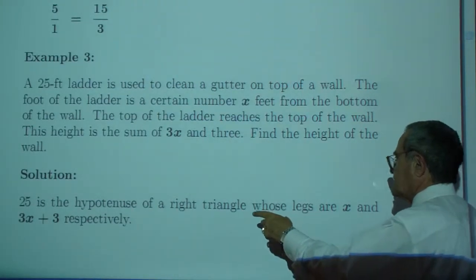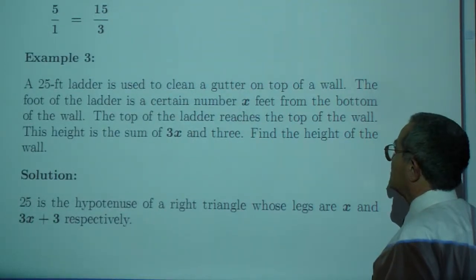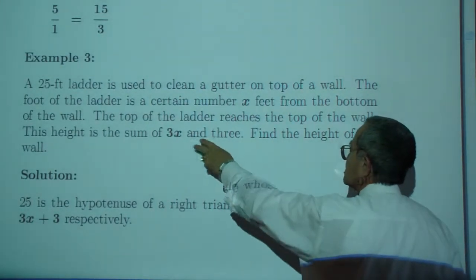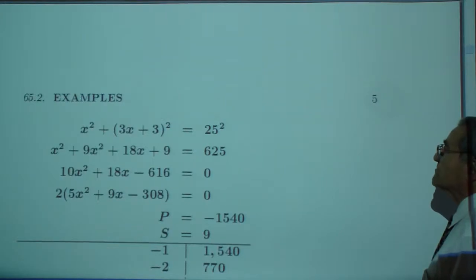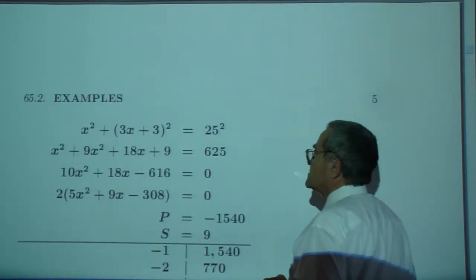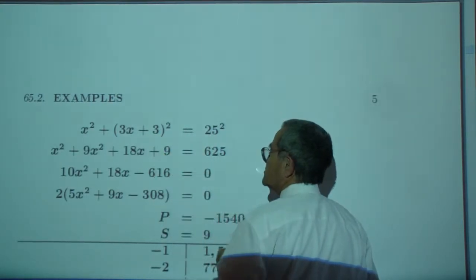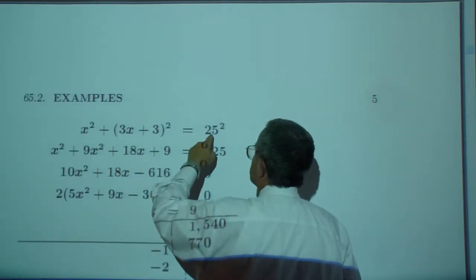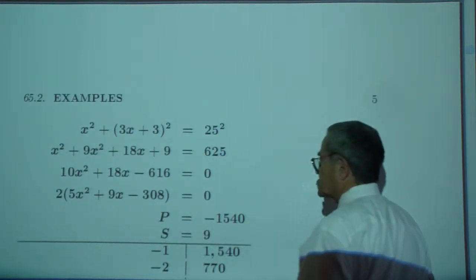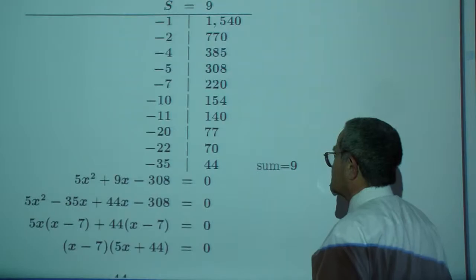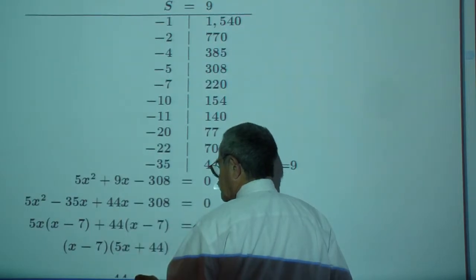So 25 is the hypotenuse of a right triangle whose legs are x and 3x plus 3 respectively. It would be nice if I had a graph here. So we get x squared plus (3x plus 3) squared, the Pythagorean relationship. The sum of the squares of the legs is the square of the hypotenuse. Crank it out, factor out the 2, go through a product sum. Your magic numbers are 44 and negative 35. That tells you how to split up the 9x.